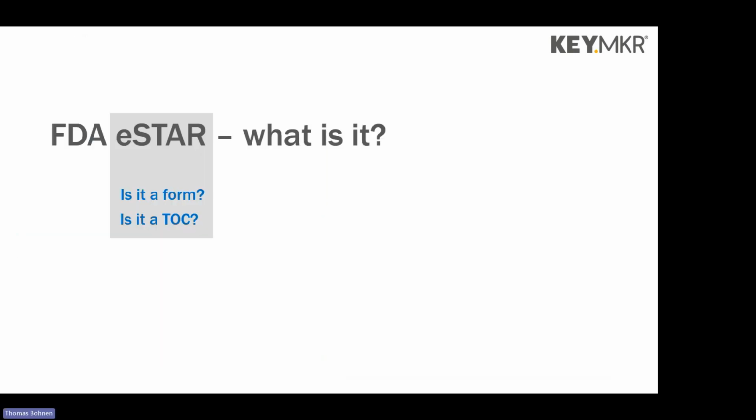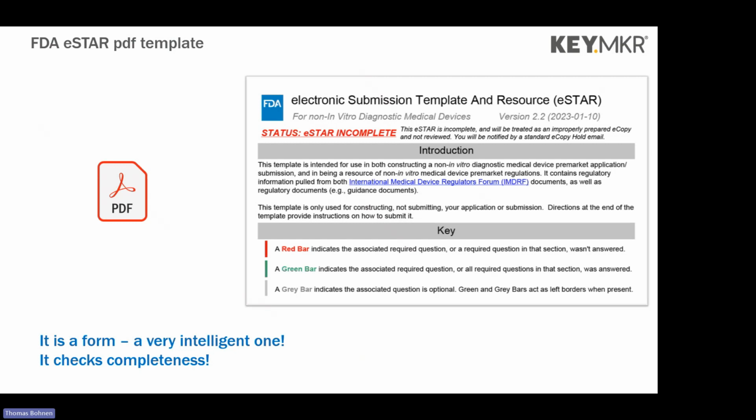First, we take a look at this eSTAR template. What is it? Is it a form or is it a table of contents? On the face of it, it's a PDF file, roughly 5 megabytes. When you open this PDF file, you get a view like this here on the right. This is the header of this file. And in line 3 here, it's already getting interesting. It says status eSTAR incomplete.